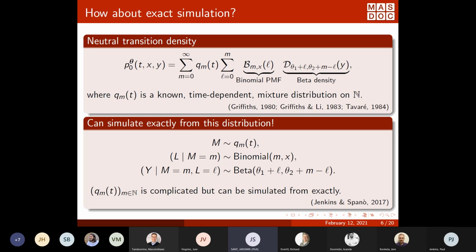And I should perhaps point out here that this QM of t is actually intimately linked with the Kingman coalescent, because QM of t is the probability that, starting from infinity, your Kingman coalescent, so the ancestral process, now has m lineages left after a time t.